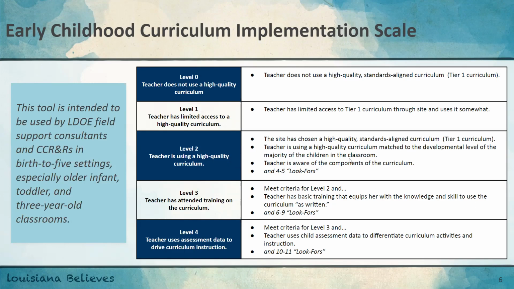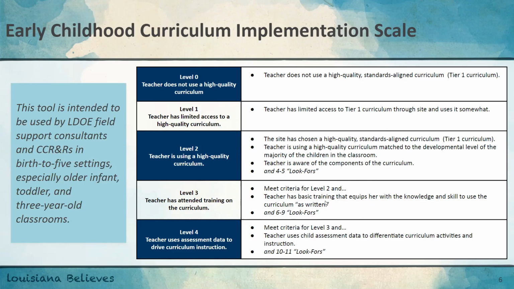So they meet all of the criteria identified for level 2, and in addition to that, the teacher has had basic training that equips her with the knowledge and skills to use the curriculum as written. This does not mean a quick little how-to training that was maybe conducted by another teacher or the director. This should be a formalized training that was conducted by an R&R or by a curriculum vendor. And in addition to those, they should also have 6 to 9 of the look-fors that we will be mentioning later.